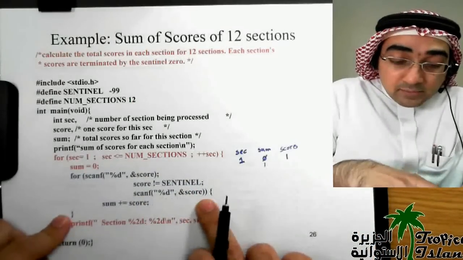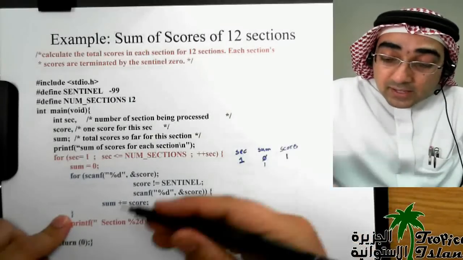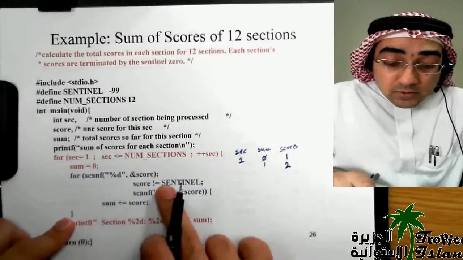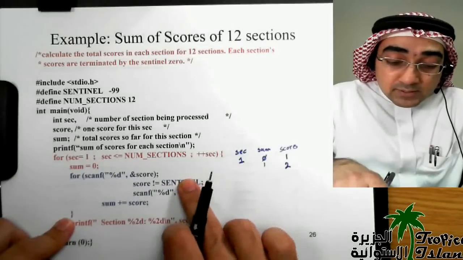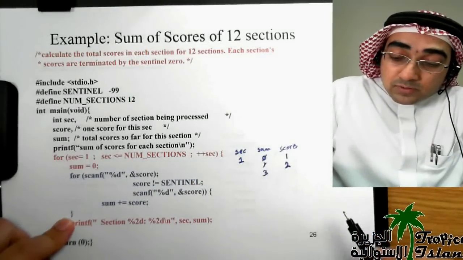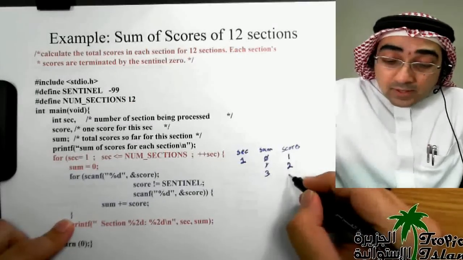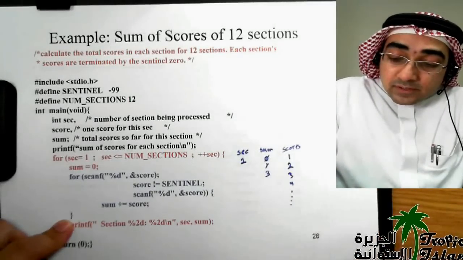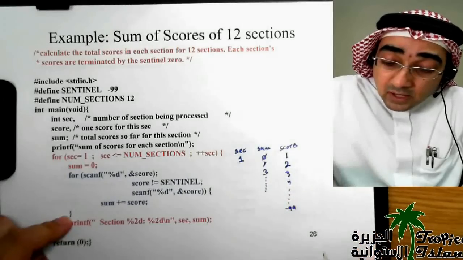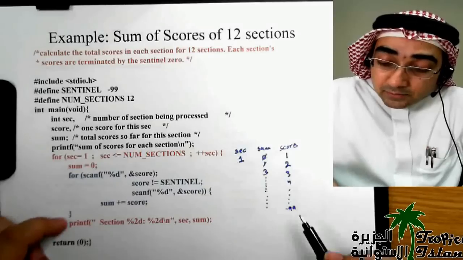And then I'm going to ask the user to do another scanf, so I'm going to read another number. So suppose the user enters a number 2, for example. What I'm going to do over here is check that 2 is not equal to sentinel, and that's true, so I'm going to add the 2 to 1, and this will become 3. Then I'm going to ask the user, he's going to enter a 3 or whatever number he wants, until he enters a -99. So I'm going to be adding the numbers all together.